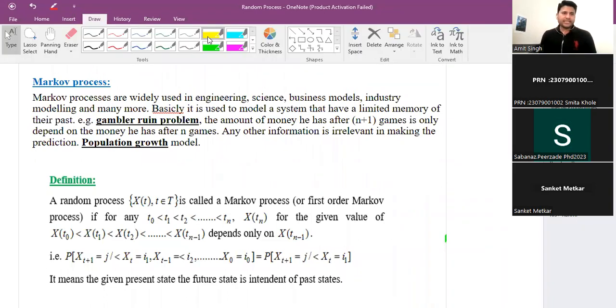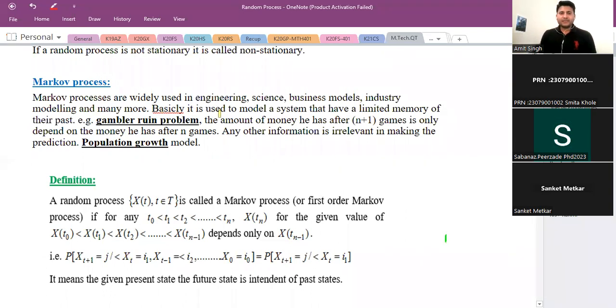Let us try to understand it. First, its application. Random or stochastic processes like the Markov process have many applications in engineering, science, economics, business, modeling, and many more. Basically, it is used to model a system that has limited memory of its past. A Markov process is a stochastic process where the system has limited memory about its past. Such a random process we call a Markov process.